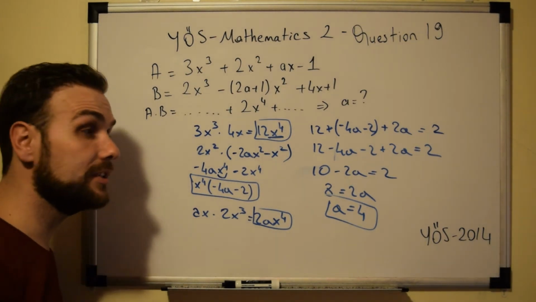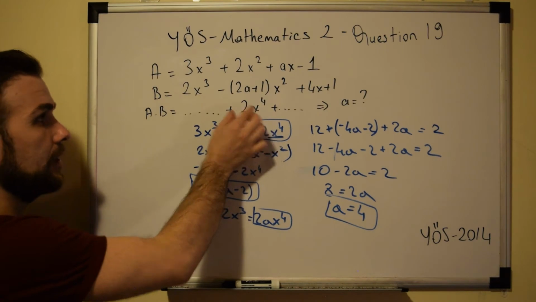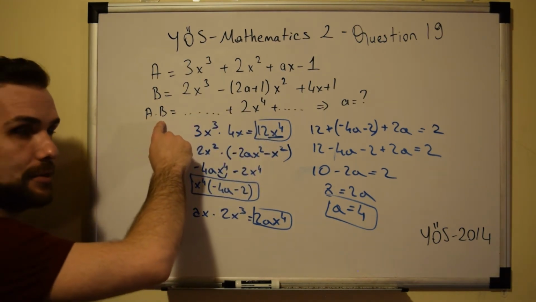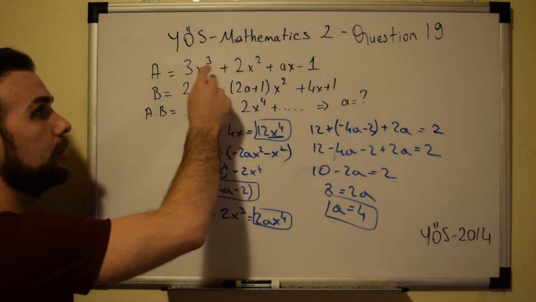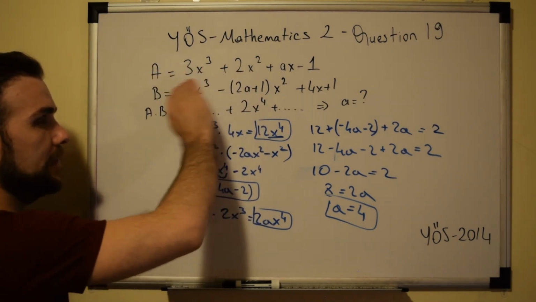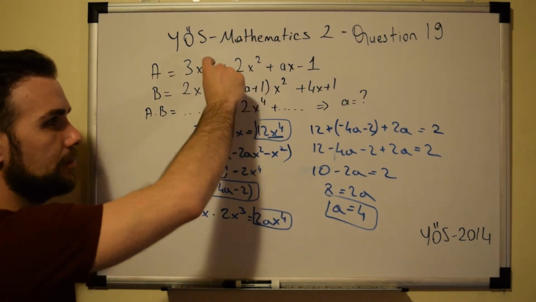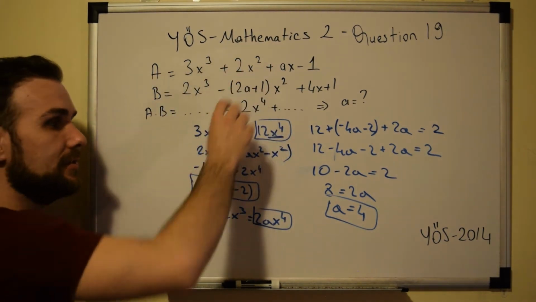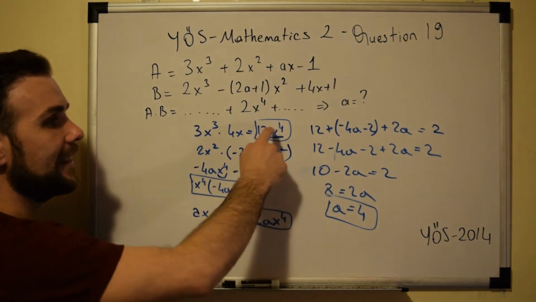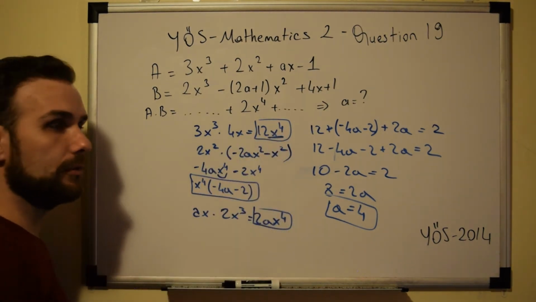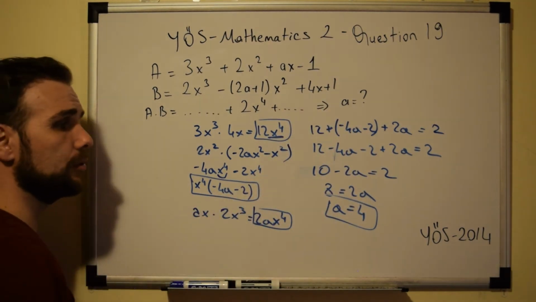So what did we do? We used the information from the product A times B to find the value of a. By using single variables from both expressions and multiplying them, we were able to find the factors that multiply x to the power of 4, and by adding those we were able to find the value of a.